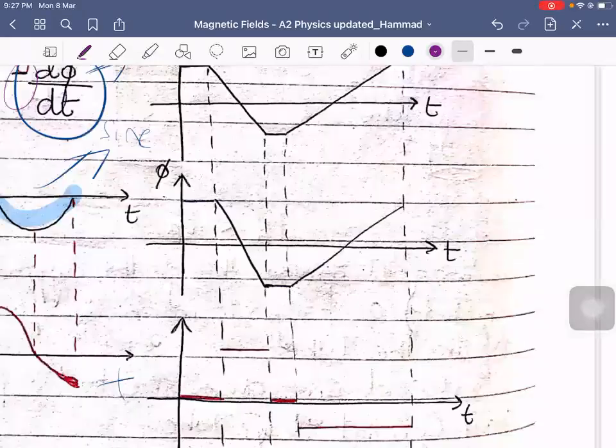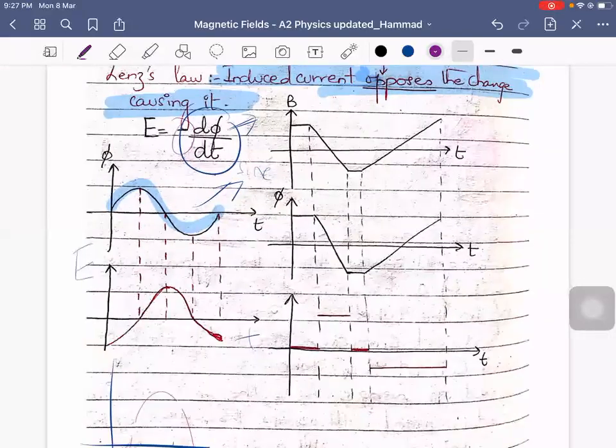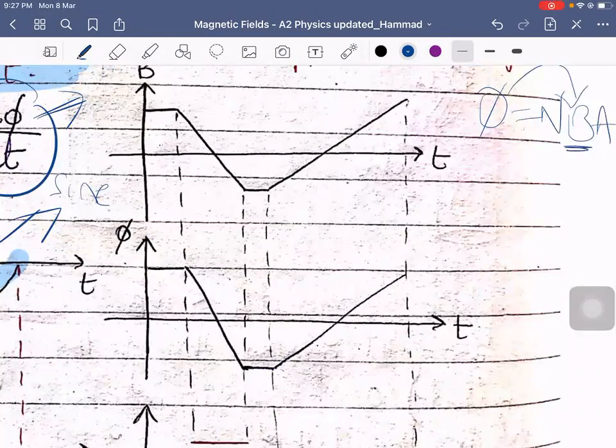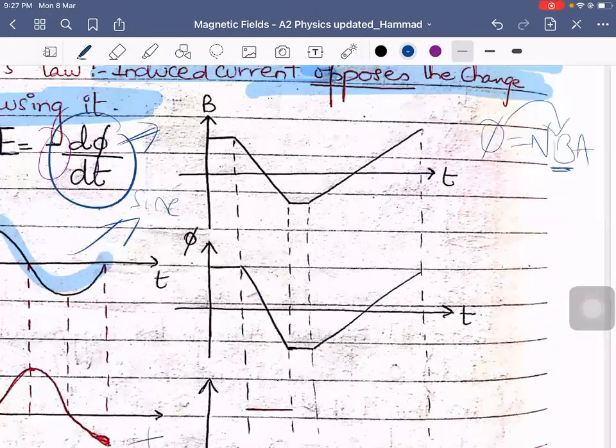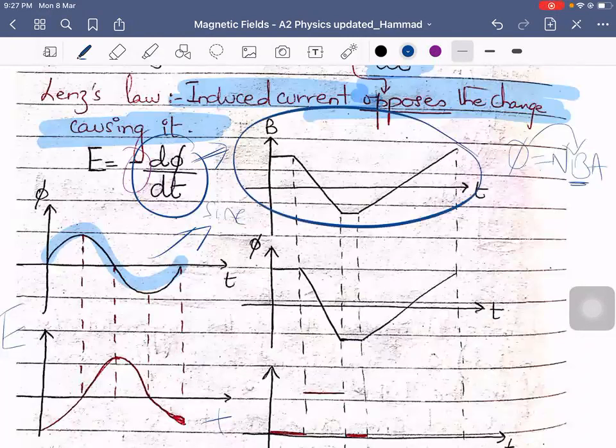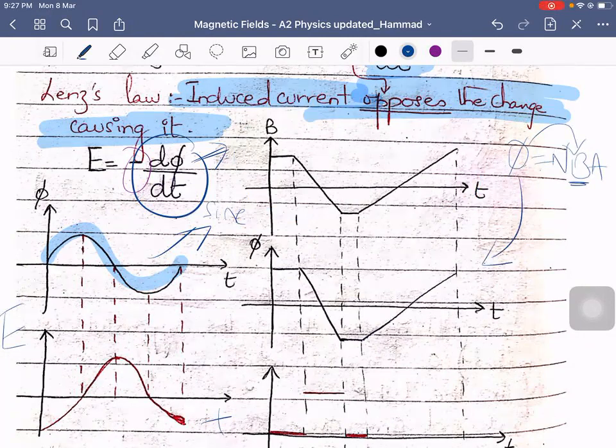Similarly, you need to understand one thing. Let's say you have a formula, phi equals NBA. Now, phi is the cutting or effective magnetic flux. Magnetic field strength B and phi are directly proportional. So if you were given a magnetic field strength graph and asked to draw the graph for phi against time, the shape is exactly the same. Values may change, but the shape would not.